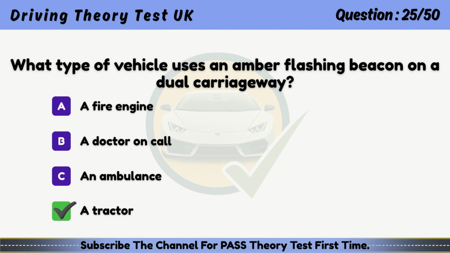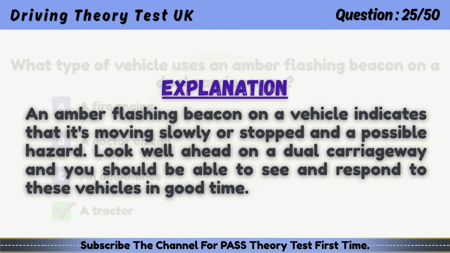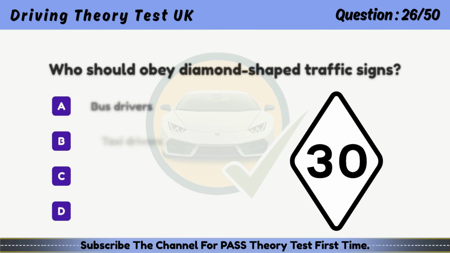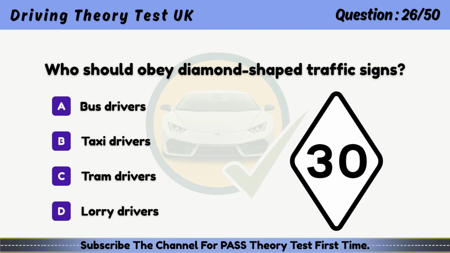Answer is D. A tractor. An amber flashing beacon on a vehicle indicates that it's moving slowly or stopped and a possible hazard. Look well ahead on a dual carriageway and you should be able to see and respond to these vehicles in good time. Question 26. Who should obey diamond-shaped traffic signs?